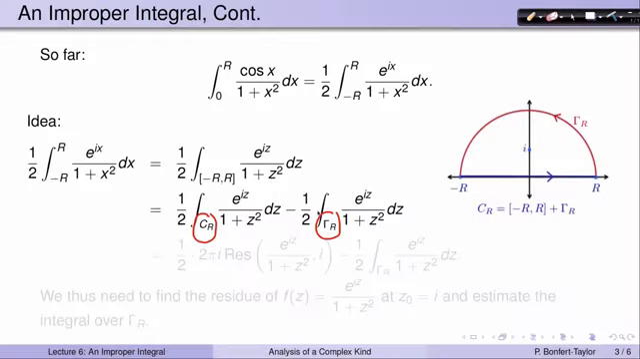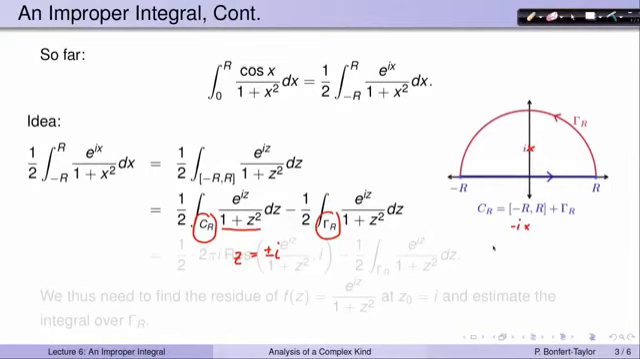Now the great thing is, what is the integral over the curve C_R of the function e^(iz) over 1 plus z squared? e^(iz) over 1 plus z squared has two isolated singularities. The two singularities happen when the denominator of this function is equal to 0. When is the denominator equal to 0? When z is plus or minus i. Only the singularity at i is enclosed by the curve C_R. The other singularity at negative i is down here, and we don't really care about it.